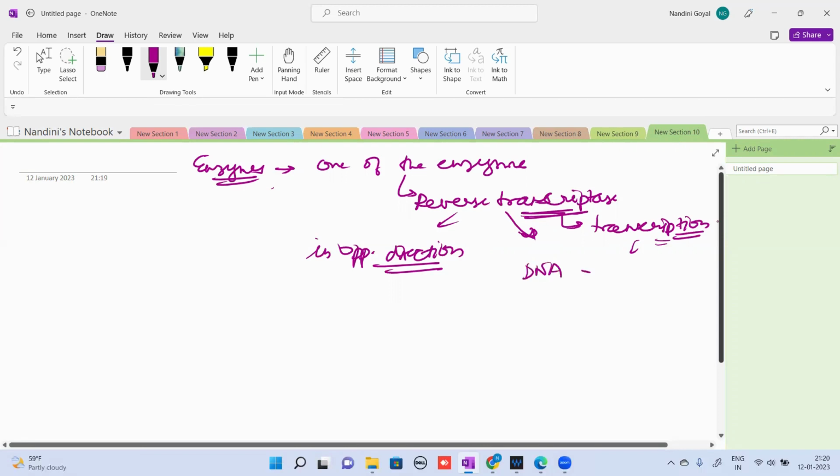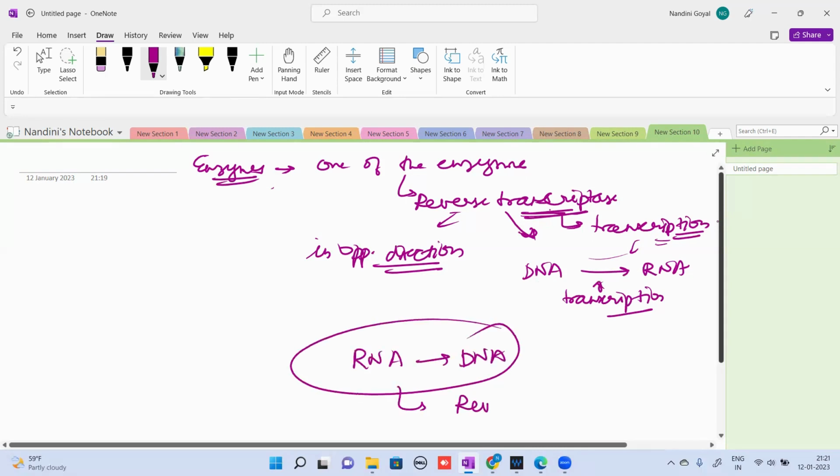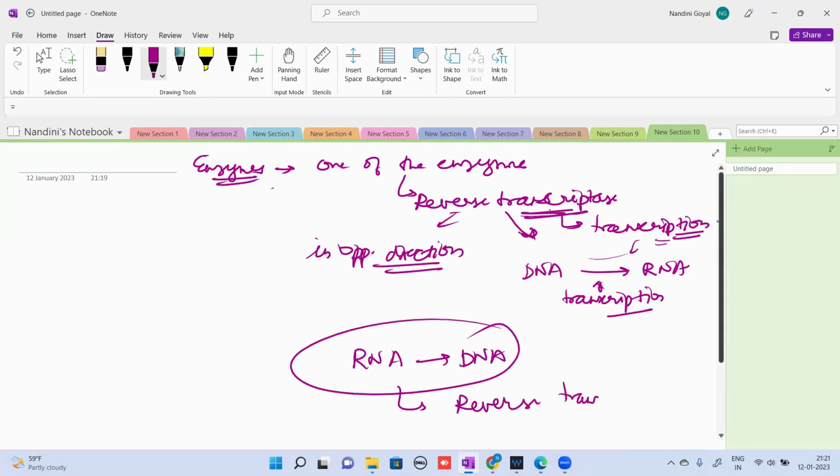From DNA, the RNA forms, and this process is called transcription. Now, reverse transcription means the opposite of transcription, which means now RNA will form the DNA. This process is called reverse transcription. Got it? This is the reverse transcription.